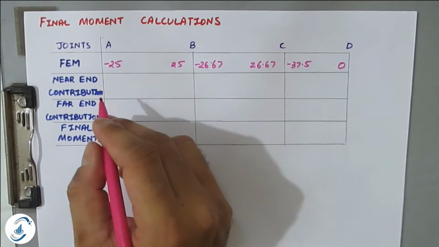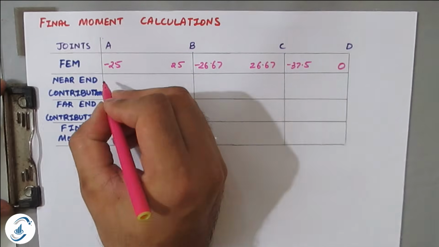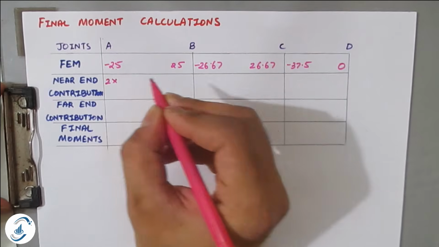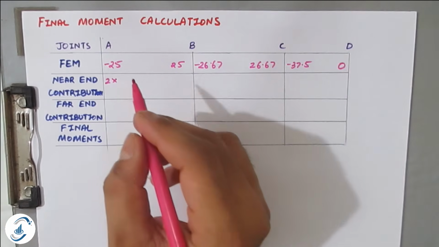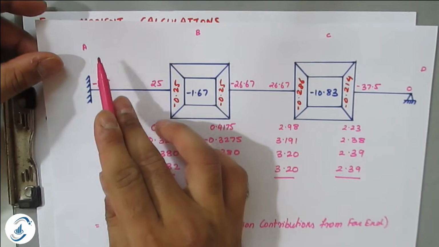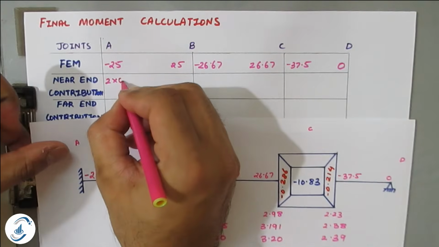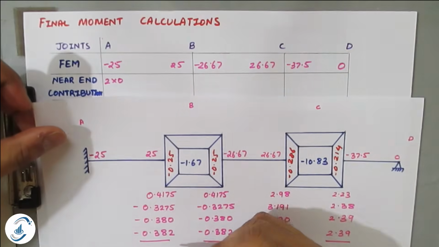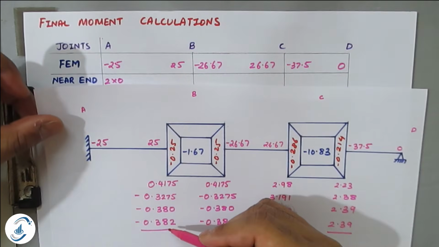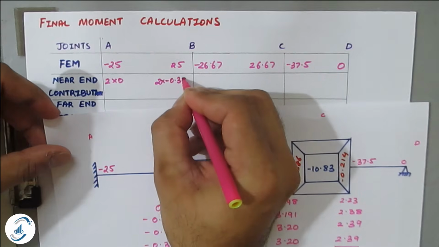Now near end contributions. For near end contributions you have to remember always to multiply by 2 times. So 2 into near end contribution. Near end contribution for AB: near end is A, so contribution is 0, so 2 into 0. Now BA near end contribution is minus 0.382, so 2 into minus 0.382.